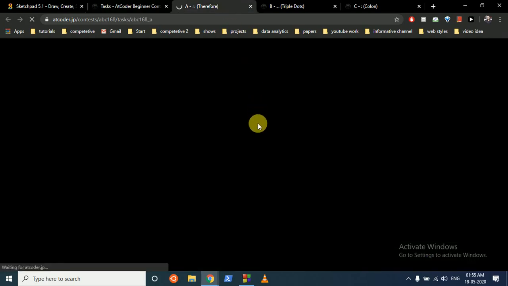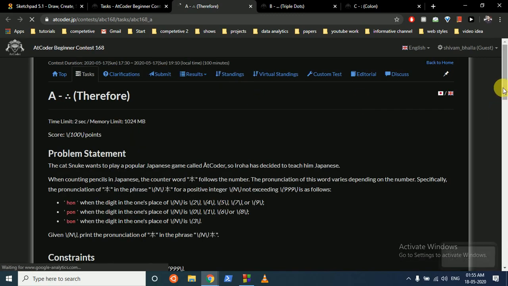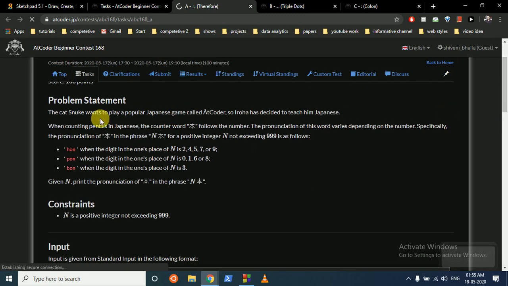So the first question states that the cat Snuke wants to play the popular Japanese game called AtCoder. So in this game, you are given a number which is not greater than this, and you have to print such that if the digit in the ones place is this, you have to print "hon". If the digit in the ones place is this, you have to print "pon", and if the digit in the ones place is 3, you have to print "bon".